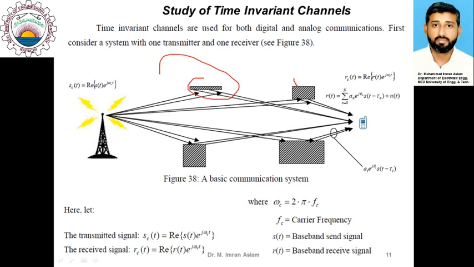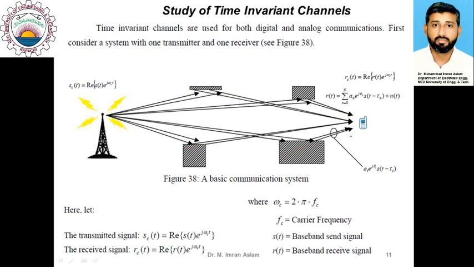There are some waves which are reflected from this one, some waves are reflected from this one, and some are reflected from this one. And at the mobile station, you would be getting multiple copies of the overall signal which is received when they arrive at the receiver from the different propagation paths.